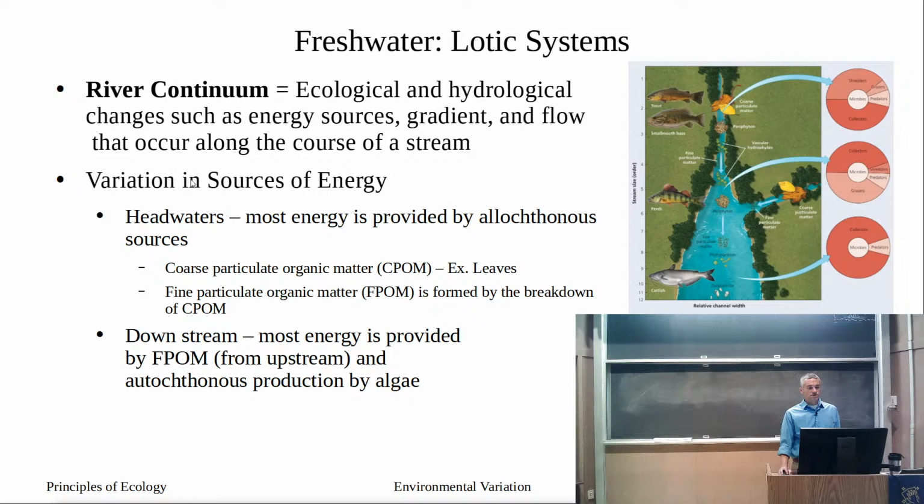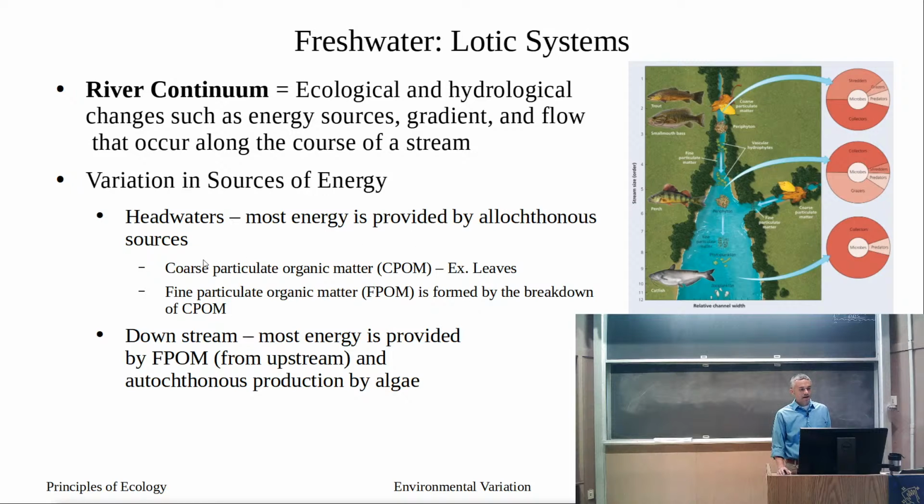So one of those changes is the variation in our sources of energy. And we had kind of mentioned this with our allochthonous and autochthonous sources. So at the headwaters, at the very source of our stream, most of the energy is provided by allochthonous sources, by sources outside of our system. This is our leaves, our vegetation, our sticks and stuff. That's going to be entering our stream. That's going to provide most if not all of the energy. I'm not going to say all. Most of the energy at that first order.